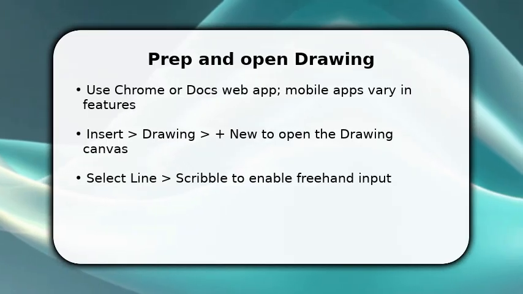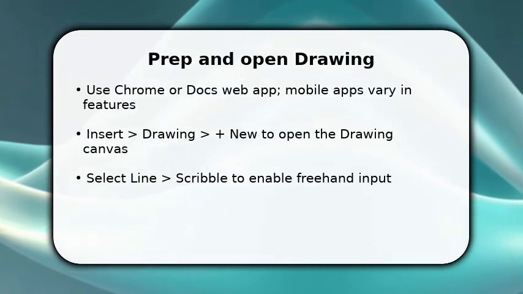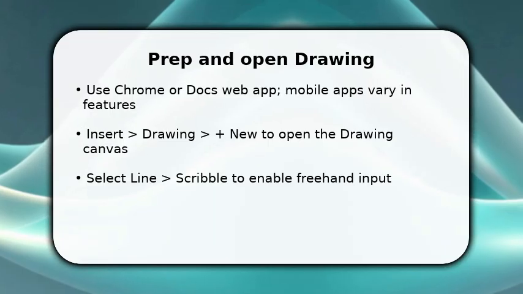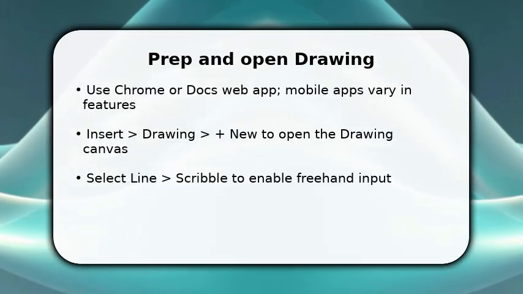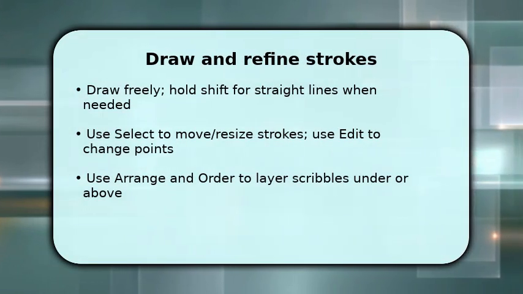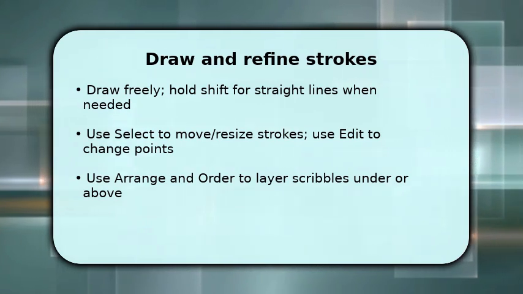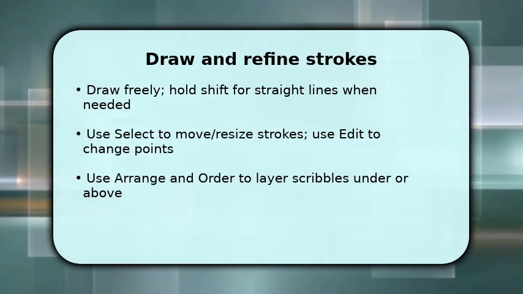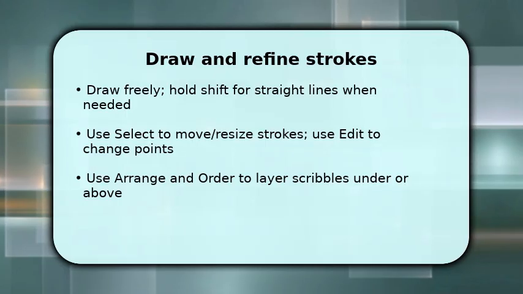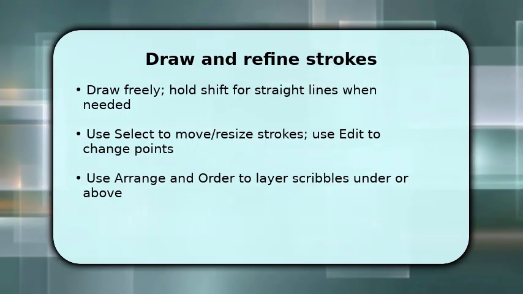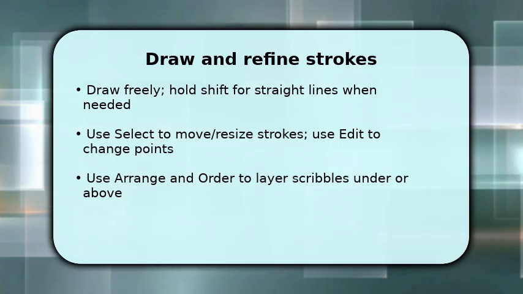Doing it this way ensures your strokes are vector shapes inside a drawing, which makes them editable and scalable without losing sharpness. You'll draw directly on the canvas, so relax and make confident strokes. If you need a straight segment, hold Shift to constrain direction. Once done, switch to the Select tool to move, rotate, or resize individual scribbles.